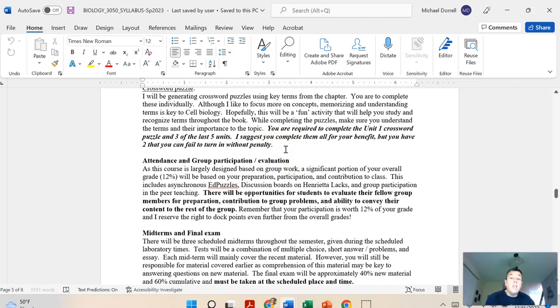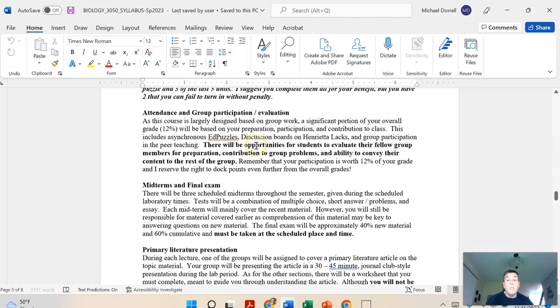Over the years, I've decided that people don't always want to do all of them, so I required everyone to complete the first unit crossword because that's baseline background information that you really need for the whole semester. Then you only have to do 3 of the last 5 units. If you find them useful, you can do all 5, but basically you have to pick 3. This gives you some flexibility if you're swamped with other projects and other classes.